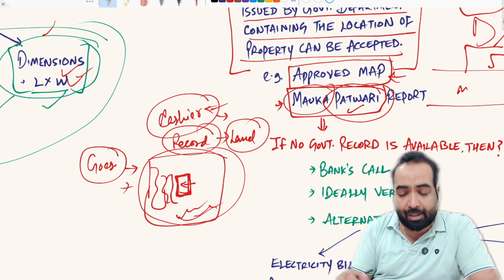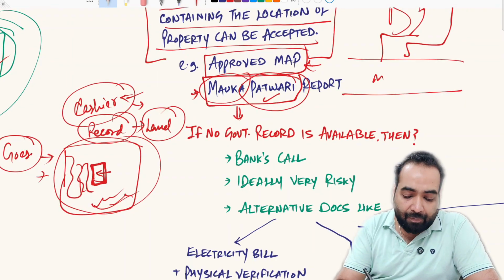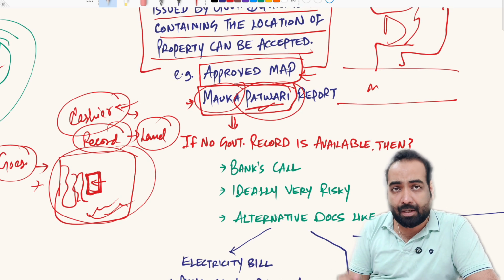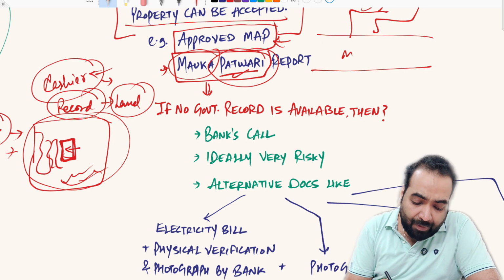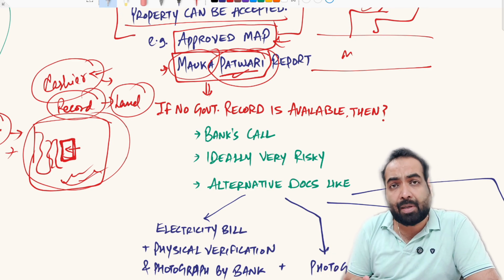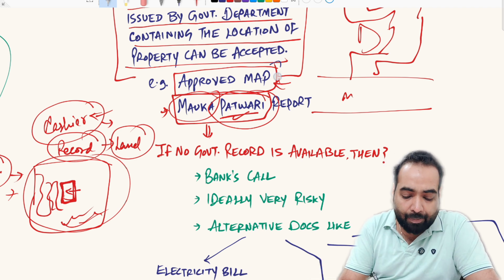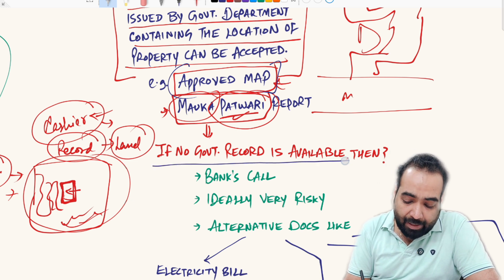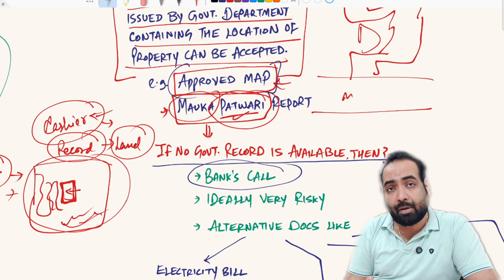Mokka means on-site Patwari report, that is used as an identification proof by the banks, right? One cannot challenge the Mokka Patwari report in courts, right? So this is again another method of identifying the property. So the government records may not be available in every case. In many areas of India, there is no concept of approved map. So how will you do identification in such properties? If no government document is available, then it is purely the bank's call whether to accept this property or not. This is their own risk that they are taking.